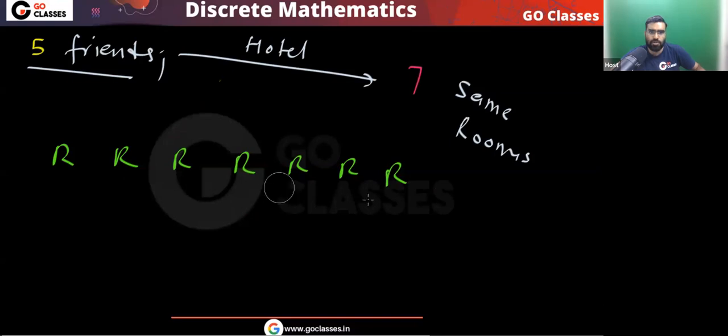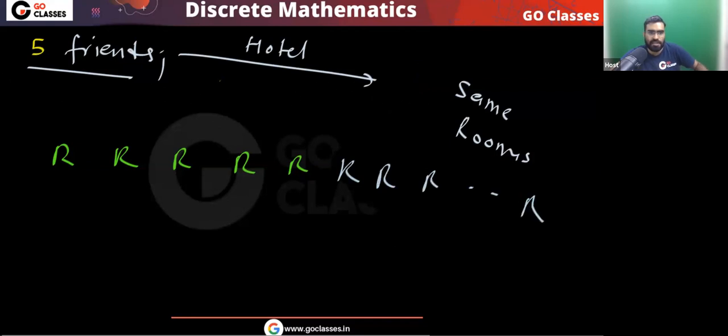So anyway, I can use maximum 5 rooms. I don't even care about these 2 rooms. These extra rooms, I don't care. These extra rooms are irrelevant. Agree?